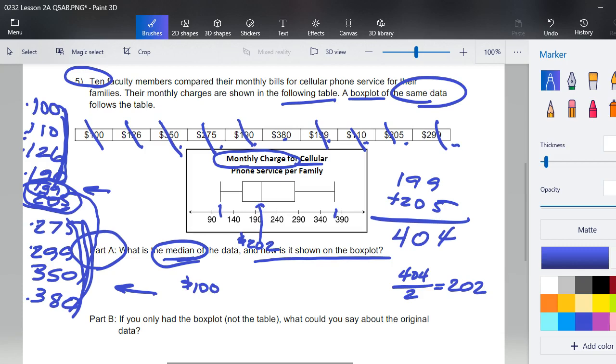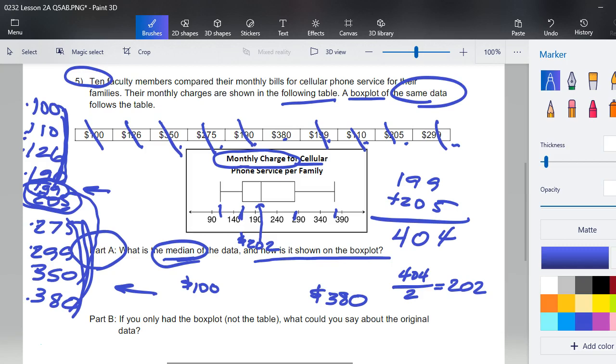You could say that the maximum is somewhere around, and since I know what it is, I'm going to go ahead and say 380. And you can talk about the majority of the prices, and you can talk about the range, like from quartile 1 to quartile 3. You can talk about where the median is. There are lots of things that you can say if you just had the box plot, a lot of approximations, but it would be very difficult to be specific.